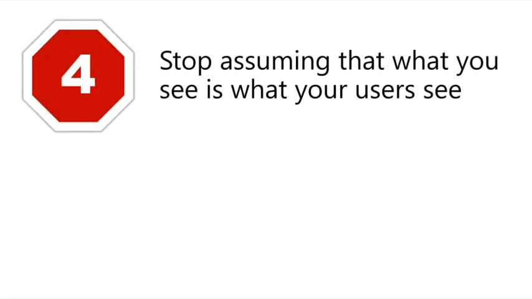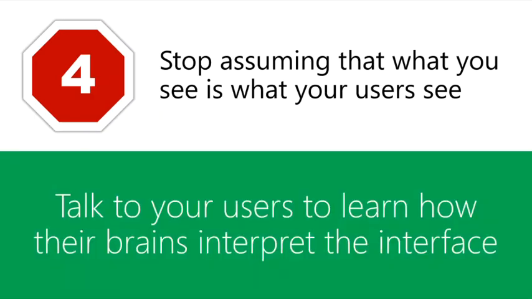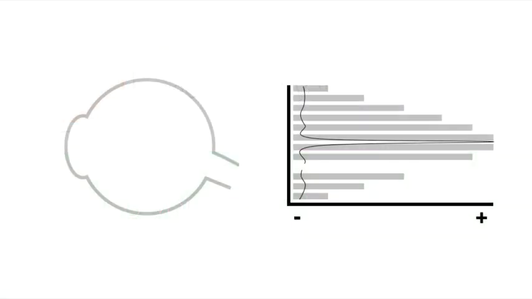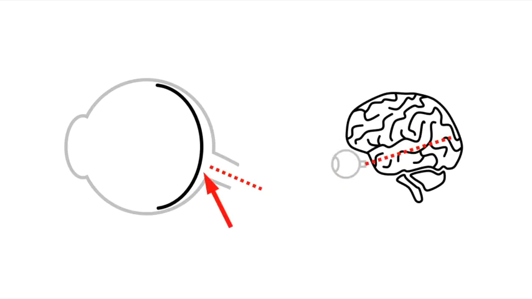Number 4, stop assuming that what you see is what your users see. Talk to your users to learn how their brains interpret the interface. What do I mean by this? Well, since the beginning of this presentation, I've spoken about how our eyes have limitations. And there's one big limitation that we haven't spoken about yet. We learned that the retina is covered in photoreceptors. However, maybe you notice there's one spot where there are none. This is the spot where the optic nerve connects to the eye, carrying information to the brain. You've probably heard of it referred to as the blind spot. Because there are no photoreceptors in the blind spot, your brain has to fill in what's missing in that spot.